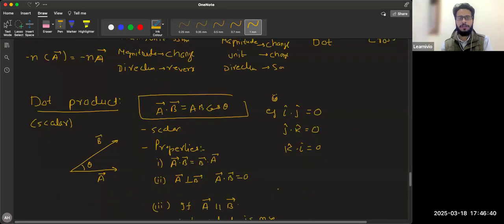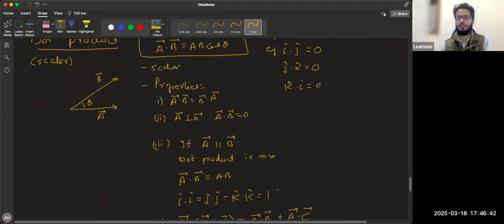Do you want to take the notes of this, or should I share the link of this page? You can share the links. Upasana? Yes, sir.